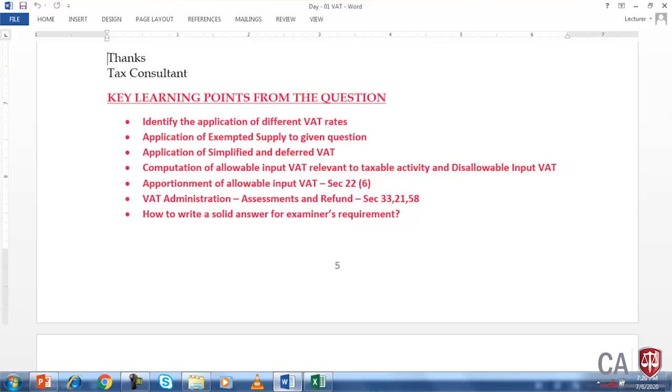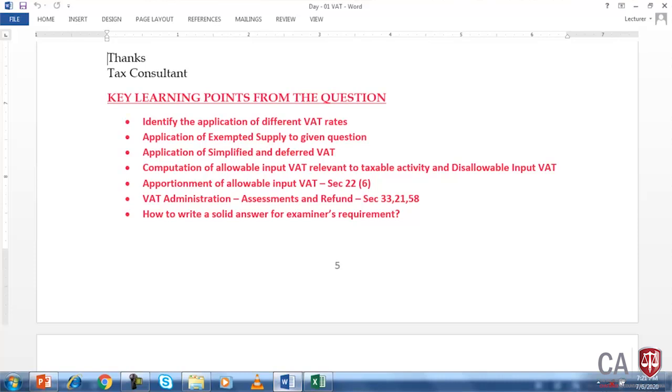Key learning points from the question: identify the application of different VAT rates, 0 rated and 15%, applied in different scenarios. The application of exempted supply to the given question; here, diplomatic missions are exempted, and you have identified that. Third, the application of simplified and deferred VAT; theoretically I have explained both, so you now know the theory and the application. Then, computation of allowable input VAT relevant to taxable activity and disallowable input VAT. Go through the answer again. In that, I have divided it into 2 parts: one is directly attributable, the second is common input VAT.